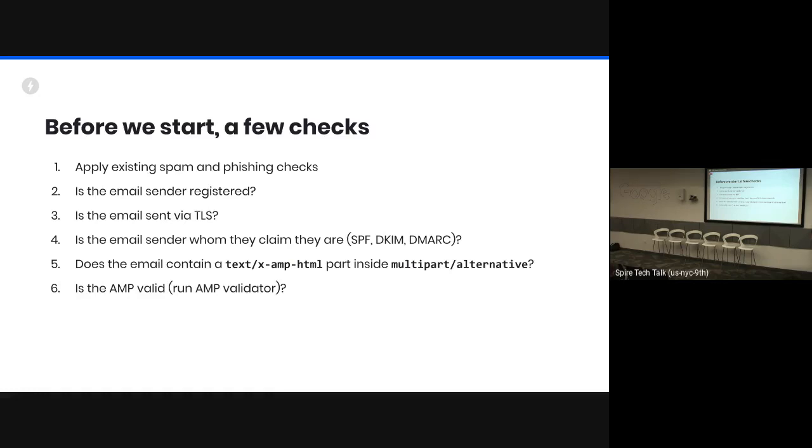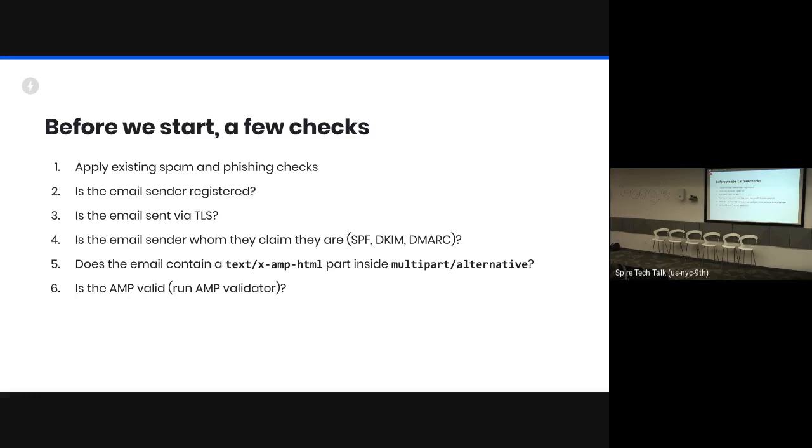So if the email has elements of spam or phishing, it will probably skip the inbox altogether, or worst case, it might appear in the inbox, but the AMP part should not be displayed. Many email clients have a registration process where they only allow senders that have met certain criteria send AMP emails.